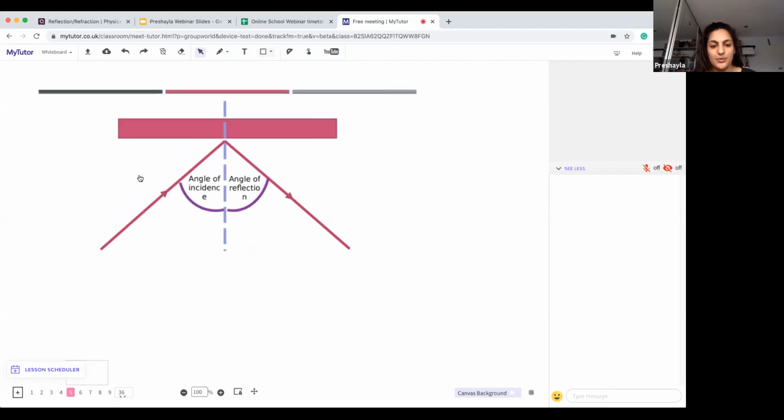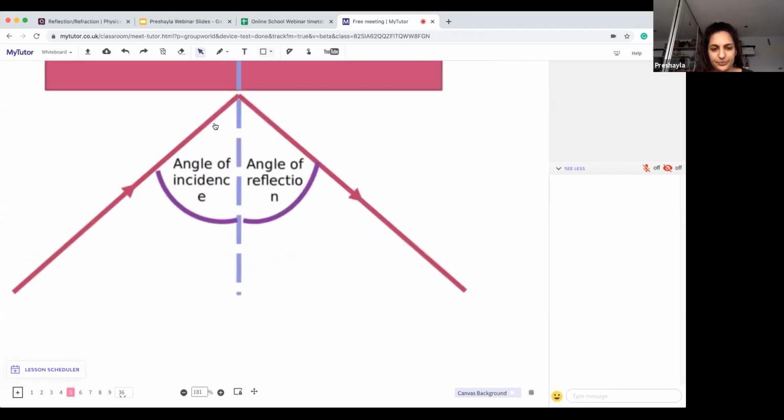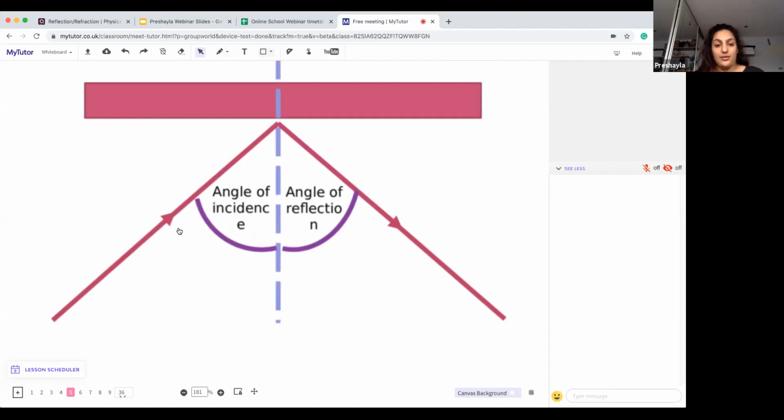And now we label our angles. So the angle is always measured to the normal. Okay, so it's always this angle and not this angle. This is the angle to the surface, or the mirror in this case. We want the angle to the normal, which is why it's so important to draw the normal in, so that we know what angles we're talking about.